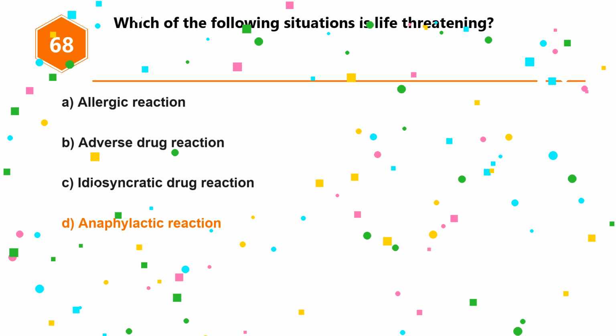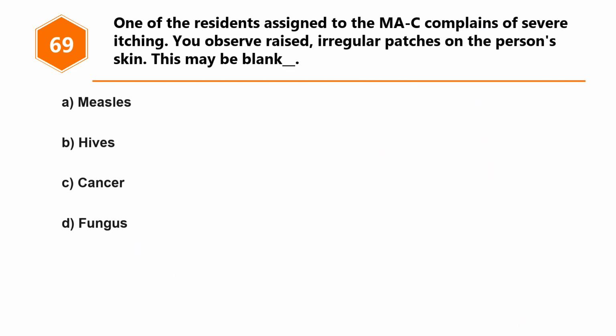The correct answer is option D, anaphylactic reaction. Question 69. One of the residents assigned to the MACE complains of severe itching. You observe raised, irregular patches on the person's skin. This may be blank blank. Option A, measles. Option B, hives. Option C, cancer. Option D, fungus.